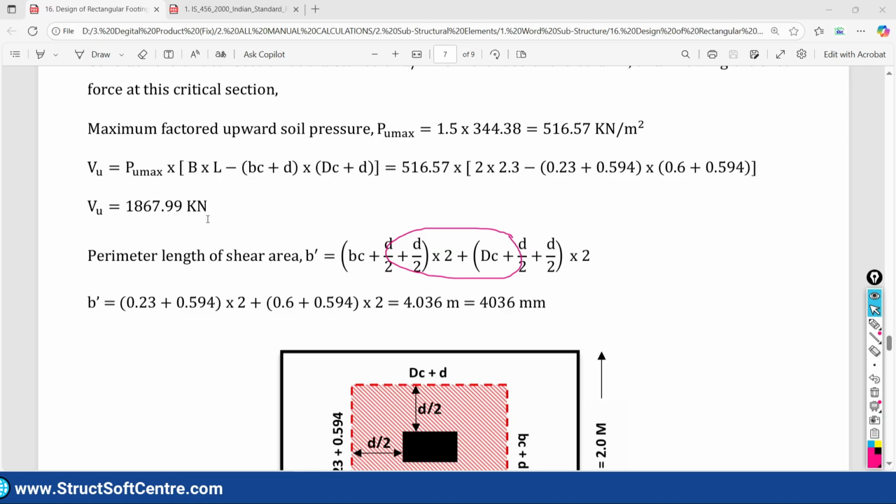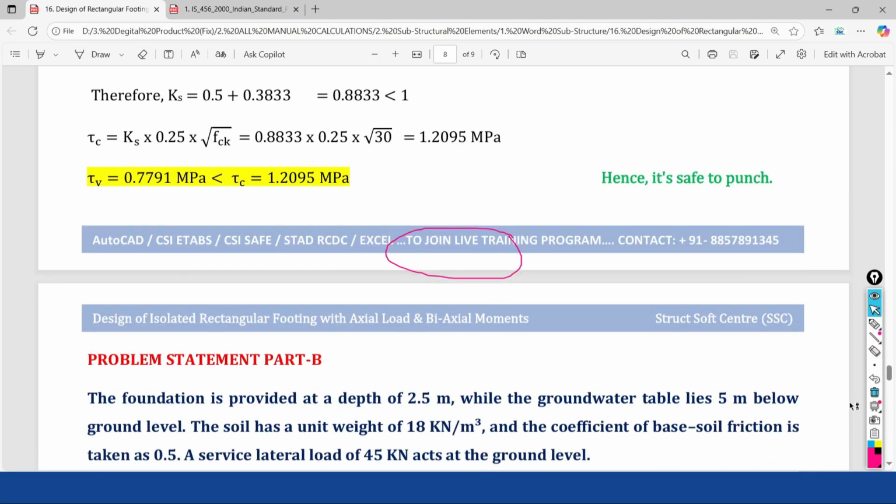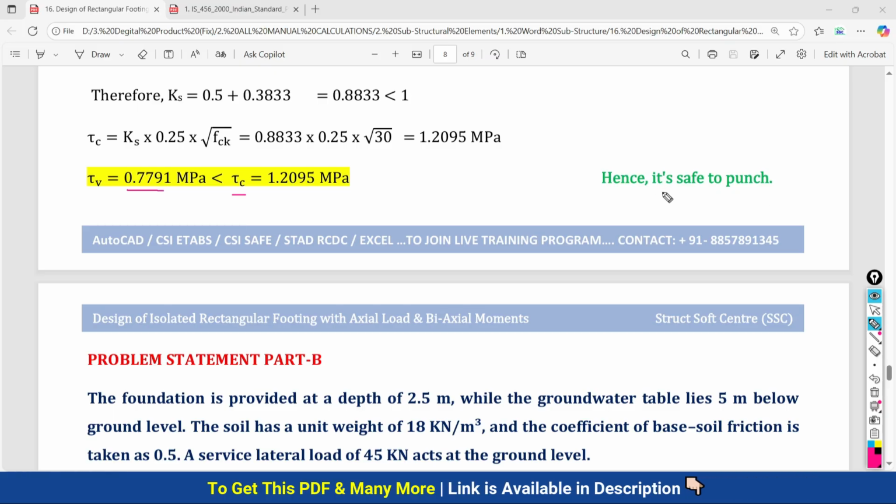Now finally we have to compare critical shear with your nominal shear. Nominal shear we already have calculated here. Where is the nominal shear? Nominal shear, tau V, is 0.7791, which is less than the critical shear 1.2095. Hence it is safe to punch.